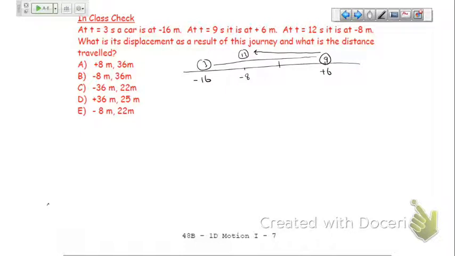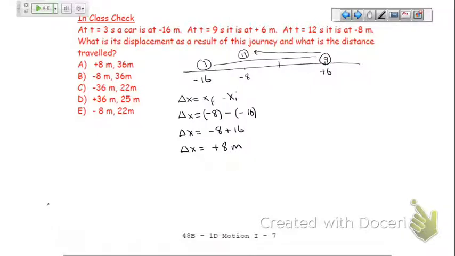And on one hand, it wants to find the displacement. Well, the displacement is equal to my final position minus my initial position. So my displacement is equal to, looking here, my final position, which is minus 8, minus my initial position, which is minus 16. And so my delta x is equal to minus 8 plus 16. So my delta x is equal to plus 8 meters.